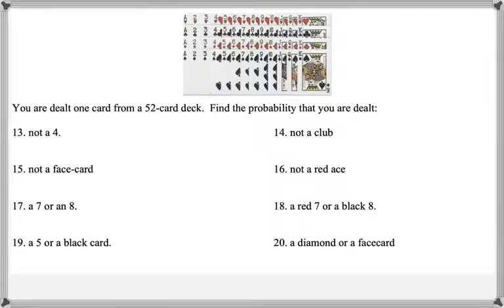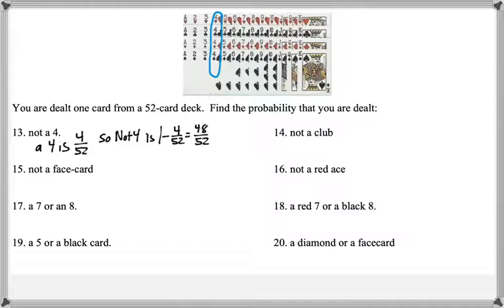You are dealt one card from a 52 card deck. Find the probability that you are dealt, and 13 says, not a 4. So there are 4 4s in the deck. So the probability that it is a 4 is 4 over 52. So the probability that it is not a 4 is 1 minus 4 over 52, which is 48 over 52, which reduces to 12 over 13.